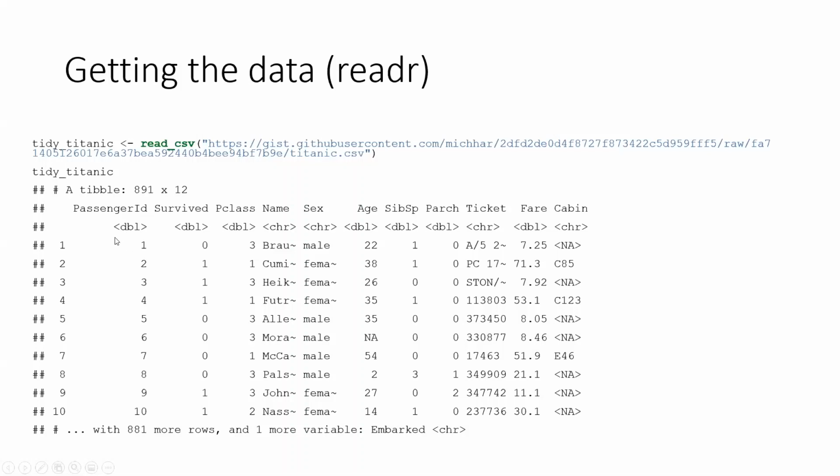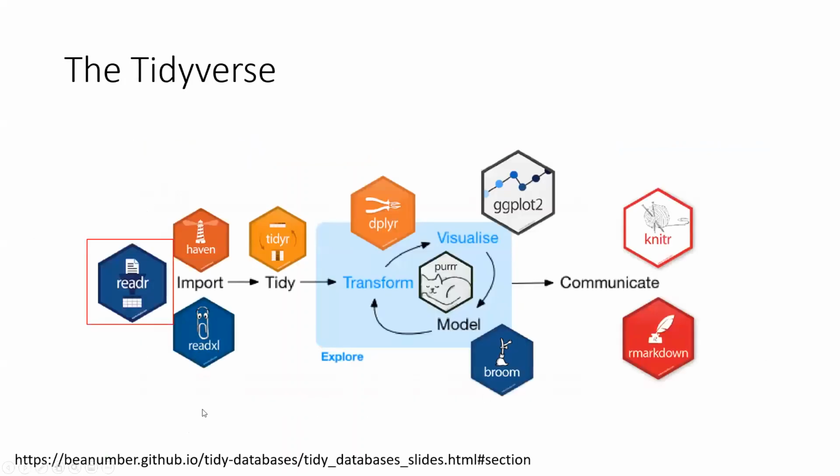So passenger ID is a double, which is another way of saying a numeric in R. Survived is a double, 0 or 1. P-class is a double. Name is a character, and so on and so forth. Okay. So now that we've got the data, we can actually skip the tidy step because it's already in the correct format and move right to transformation with dplyr.